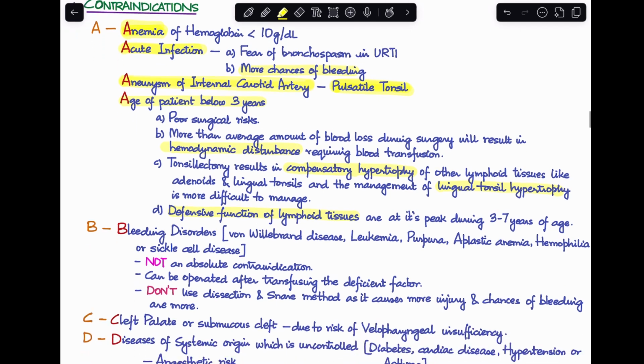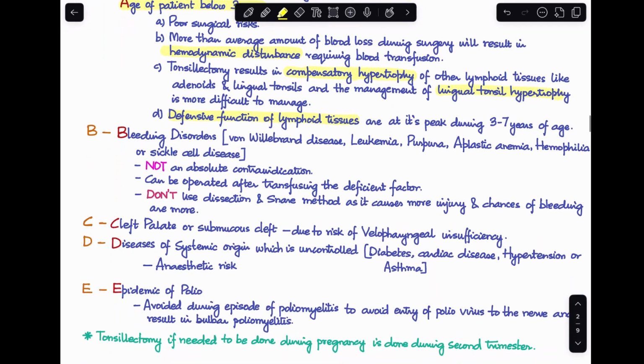Now let's move on to B. B is for bleeding disorders. Now, is bleeding disorder an absolute contraindication? No, it is not. Now, bleeding disorders can be cases of von Willebrand disease, hemophilia, sickle cell disease, leukemia, purpura, aplastic anemia, etc. So, this is definitely not an absolute contraindication. We can operate on the patient after you end up treating the condition.